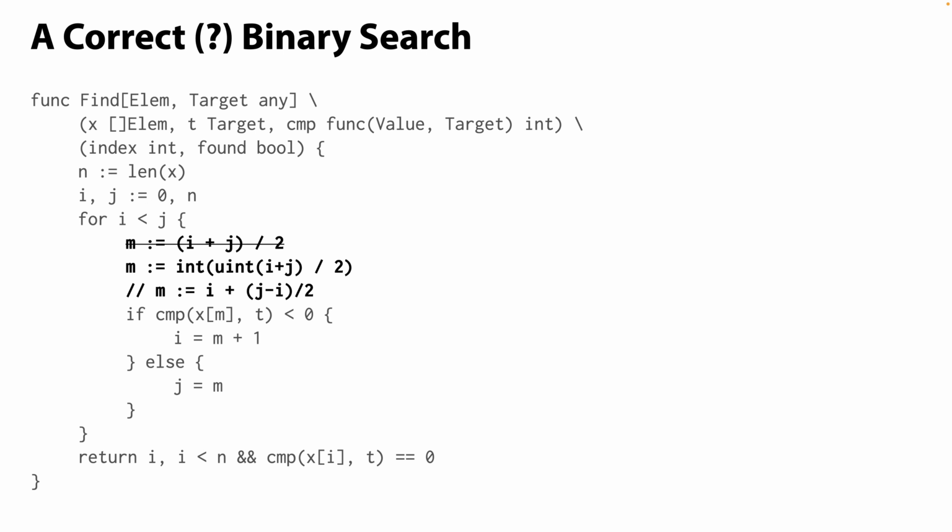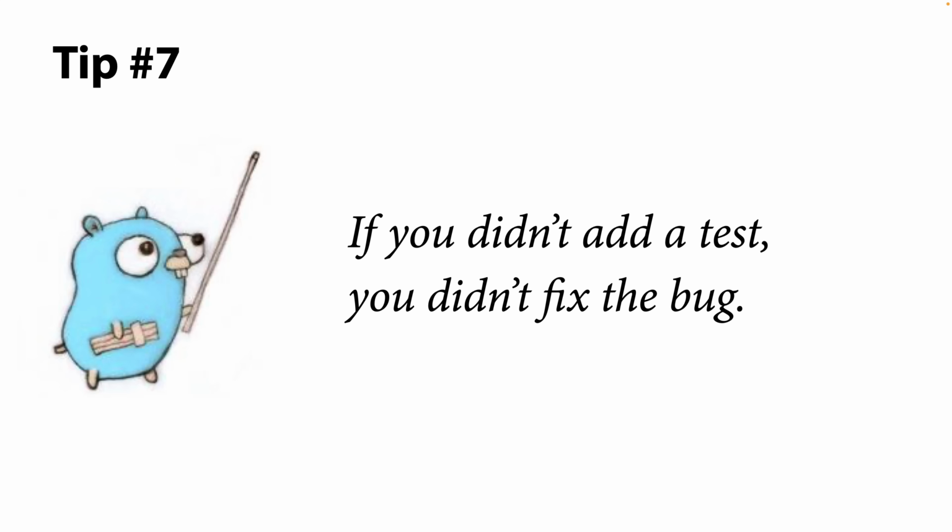There are 2 standard fixes to keep the math from overflowing. The slightly faster one is to do an unsigned divide. So suppose we fix that. Now are we done? No, because we haven't written a test. Tip number 7: if you didn't add a test, you didn't fix the bug.